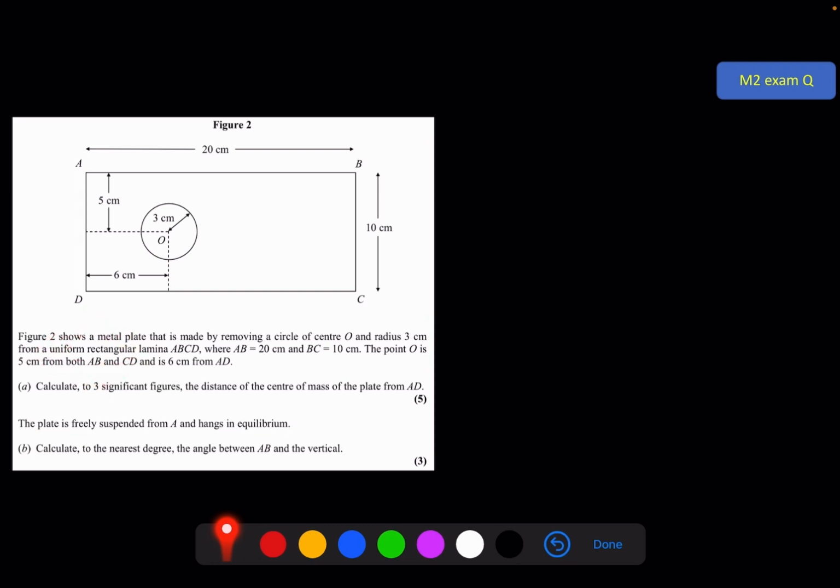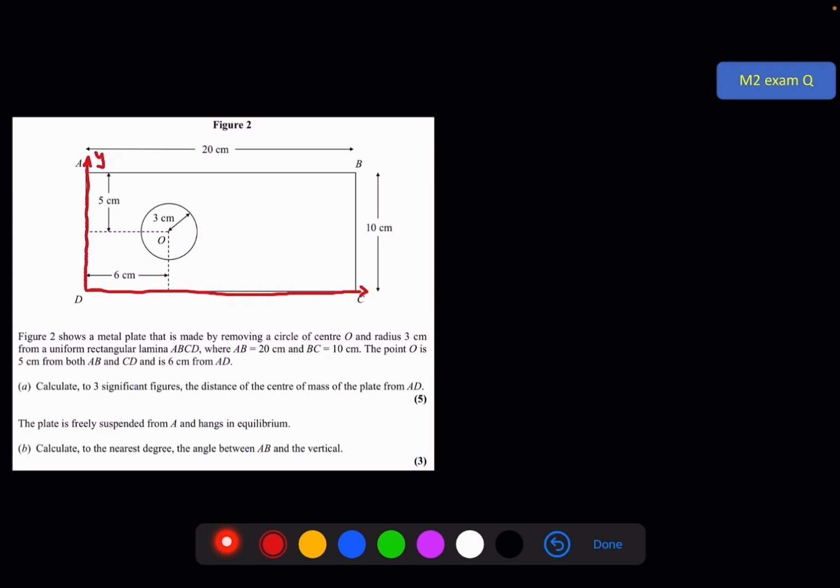The opening paragraph here just tells you what you can see in figure 2 here. So we need to calculate to three significant figures the distance of the center of mass of the plate from AD. We don't need to calculate from DC. I suspect that is because you can see it is a symmetrical shape. So the center of mass must lie along this line of symmetry here, 5 centimeters from DC. So if we need that at any point, we already know it.